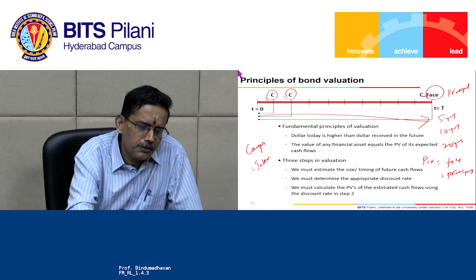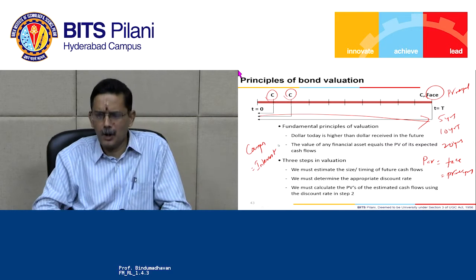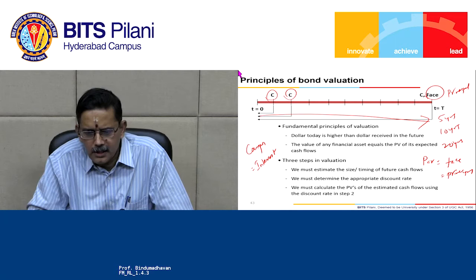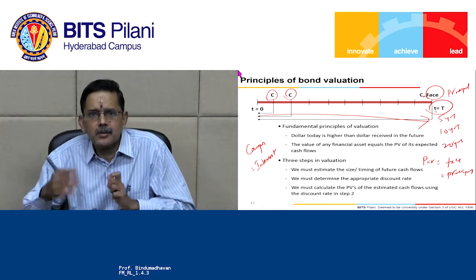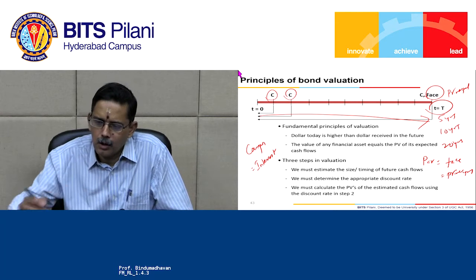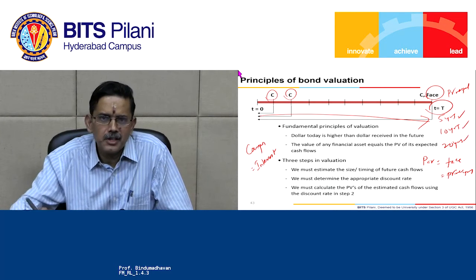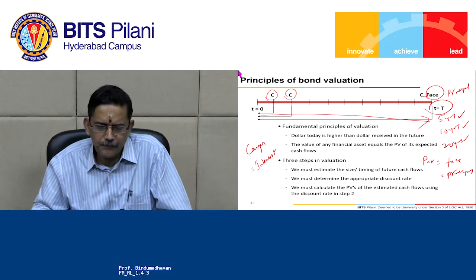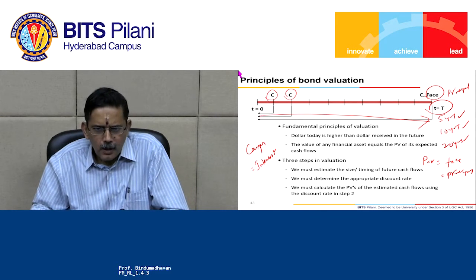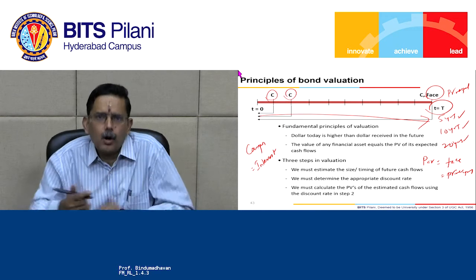The periodic interest that is paid is called a coupon. Then there will be a certain time frame after which the principal will be returned, which is called the maturity of the bond. That might be 5 years, 10 years, 20 years, or it might be short term, 1 year, 2 year, 3 year, and things like that. So we want to see how to value the bond.